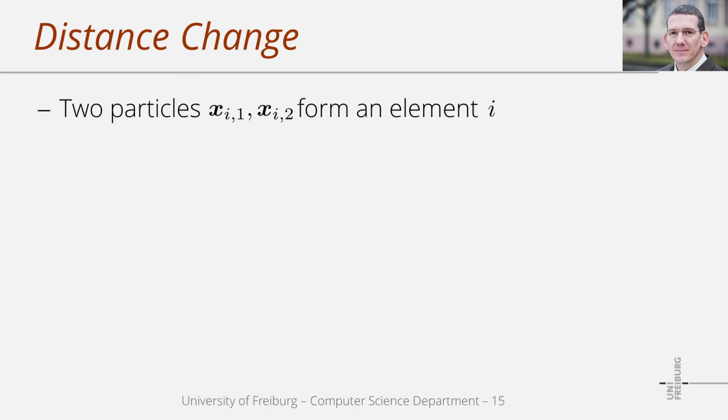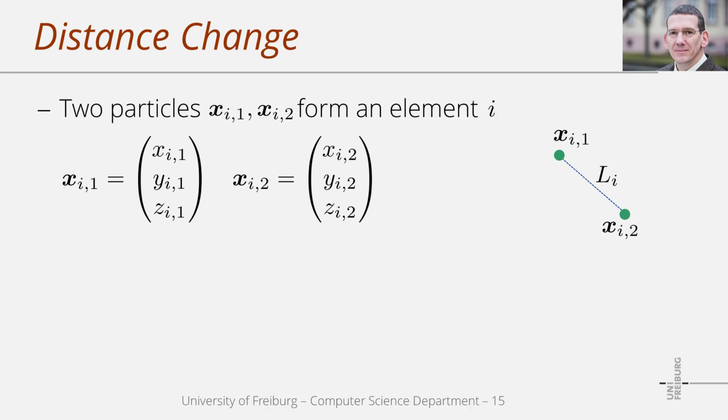Now we look at an example. We consider two particles xi1 and xi2 that form an element I. We are in 3D space, so the particle positions have three components x, y, z. And in the undeformed state, the length of the element I is given by Li.